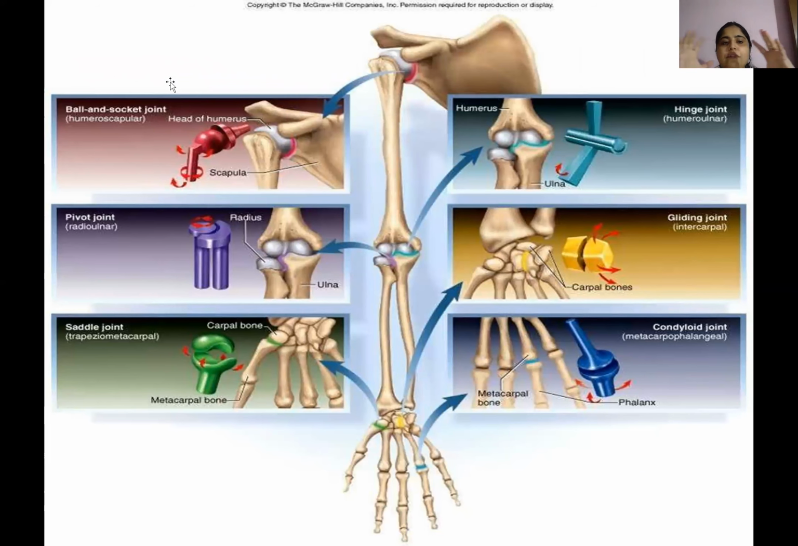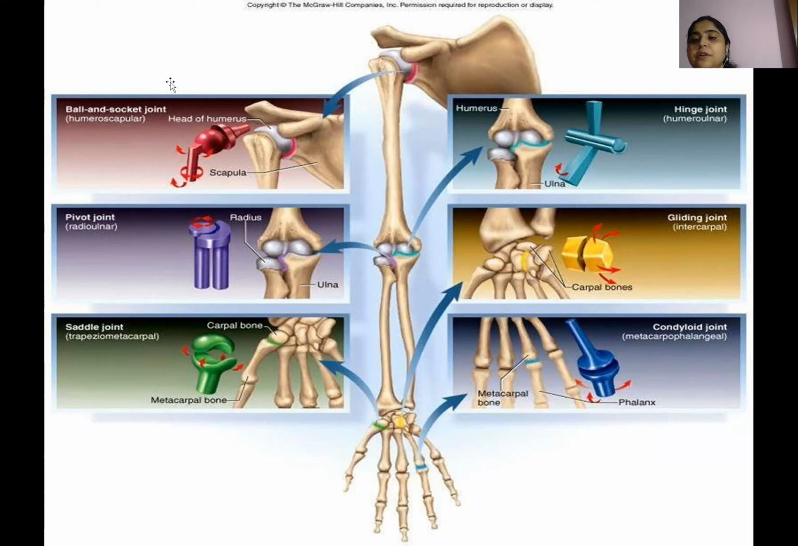This is an overview of all the joints. First is the ball and socket joint, showing the shoulder joint, that is, between the head of the humerus and the glenoid fossa of the scapula. The second example is the hinge joint. The hinge joint is the humero-ulnar joint, between the humerus and the ulna, which becomes a part of the elbow complex. Third is the pivot joint, between the ulna and the radius, which forms the superior radio-ulnar joint.